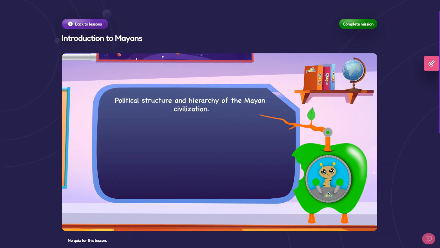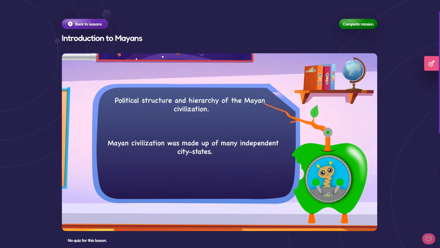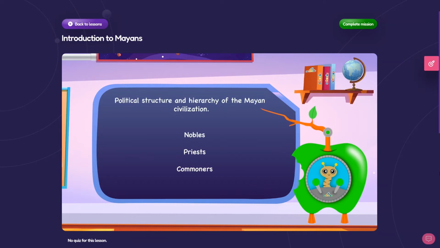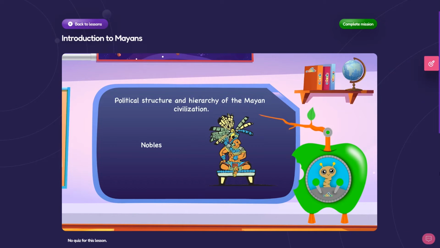Now let's look at the political structure and hierarchy of the Mayan civilization. Mayan civilization was made up of many independent city-states. Each city-state had its own king and government. The Mayans believed that the king was chosen by the gods to rule and acted as an intermediary between the gods and the people. Kingship was obviously inherited. There were also nobles, priests, and commoners who were all part of the Mayan kingdom. Members of the noble class made up a council that ran the government and the city.